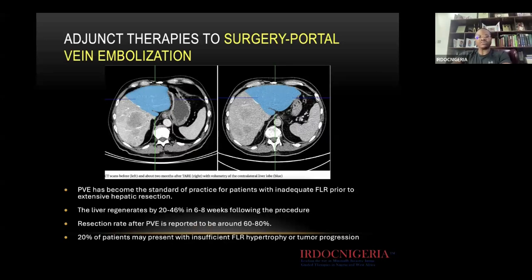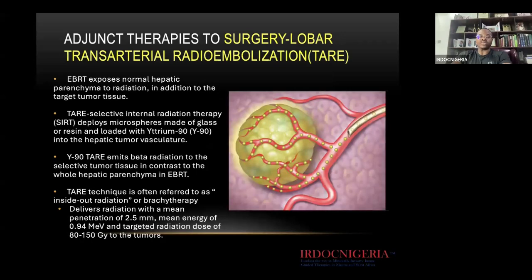And we expect the liver to regenerate about 20 to 46% in about 6 to 8 weeks in these patients. Resection after PVE is reported to be about 60 to 80%. 20% of patients may still have insufficient FLR, even when we do portal vein embolization, or may have tumor progression post PVE while you're waiting for that liver to get to a certain size.